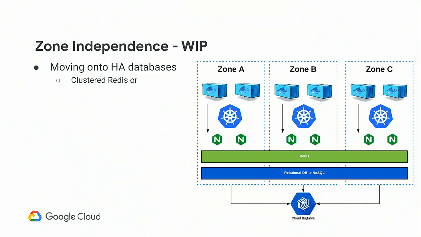But we want to be in a position where we are zone independent. If we're zone independent, it means a request that goes into zone A stays in zone A, gets processed in zone A, and if that zone goes away, cool. We'll just cordon off that zone, drain all our backend services out of that zone, and move on. So in order for us to be zone independent, we have to move on to HA databases, high availability databases.